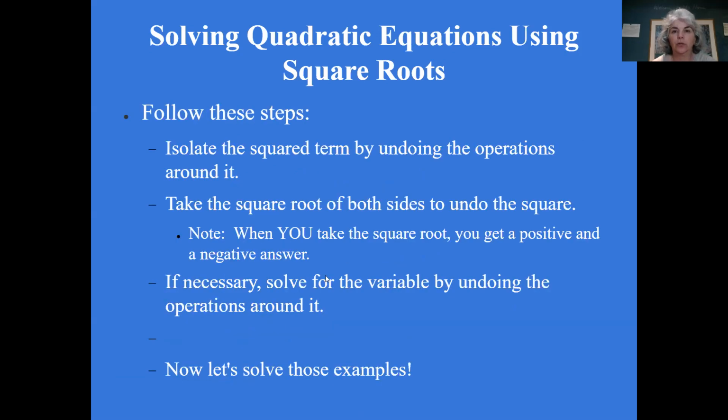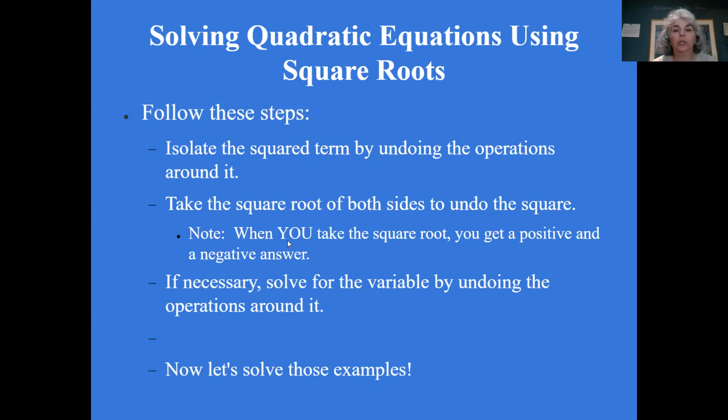Here are the steps for solving quadratic equations. We're going to, first of all, isolate the squared term by undoing the operations that are around it. This is what we always do when we're solving an equation: we try to isolate the variable term. In this case, we are isolating the squared term because once we do that, then we can take the square root of both sides to undo that square.